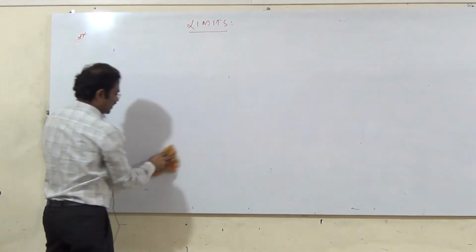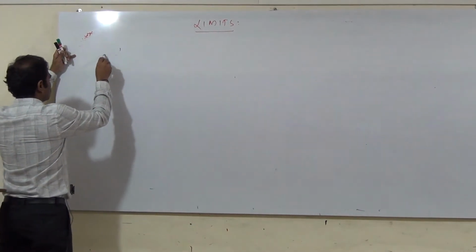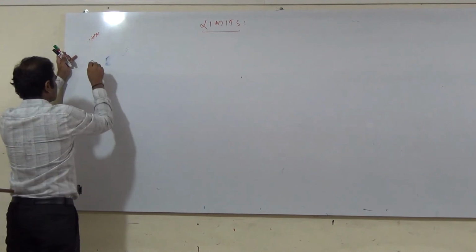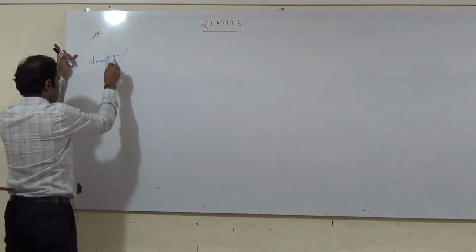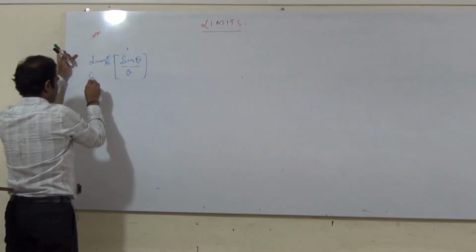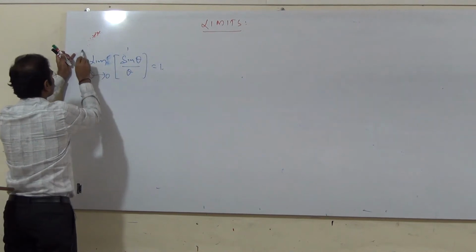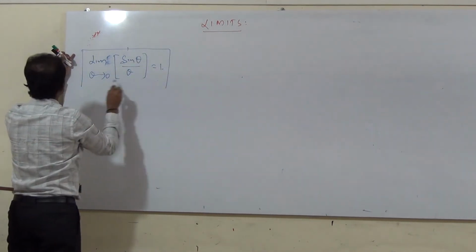Totally we have the two theorems. What is that? First one, the limit of sin theta by theta as theta tends to 0 is equal to 1. This is the main rule. Now we take the remarks.